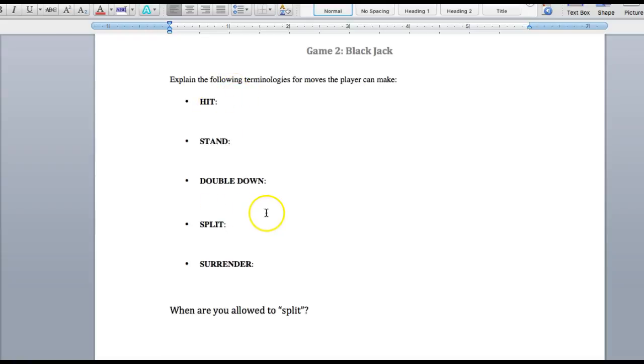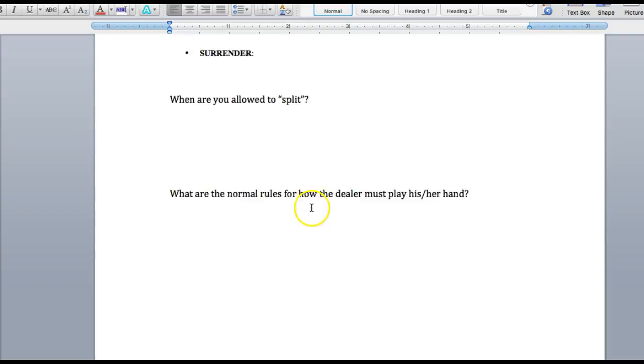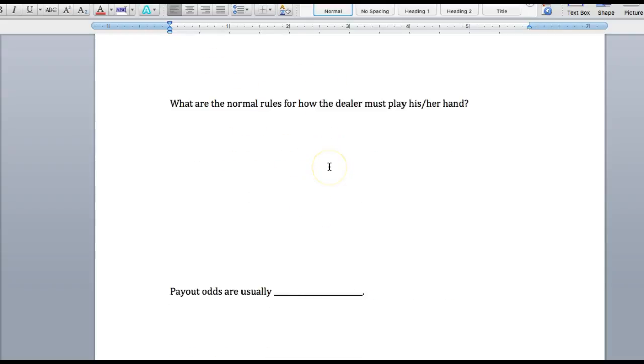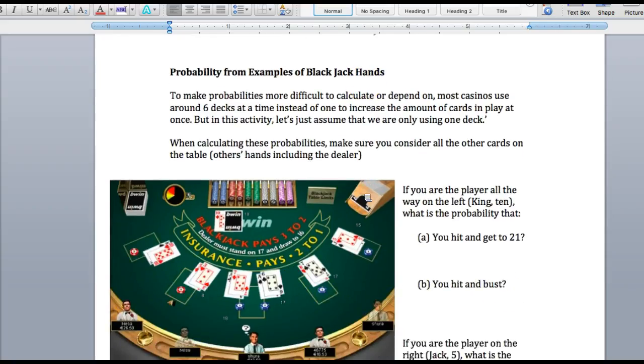These are just terminologies for what's going on. Stand, double down, split, surrender. When are you allowed to split? What are the normal rules for how the dealer must play his or her hand? The dealer has specific rules laid out from the casino about how the dealer is allowed to play the game. So that's what we're looking for here. And then we're looking for payout odds.